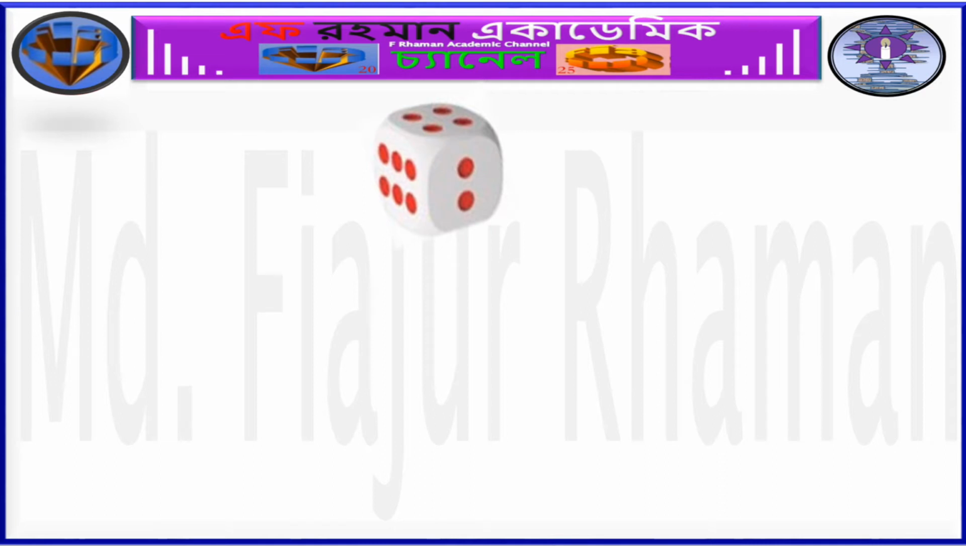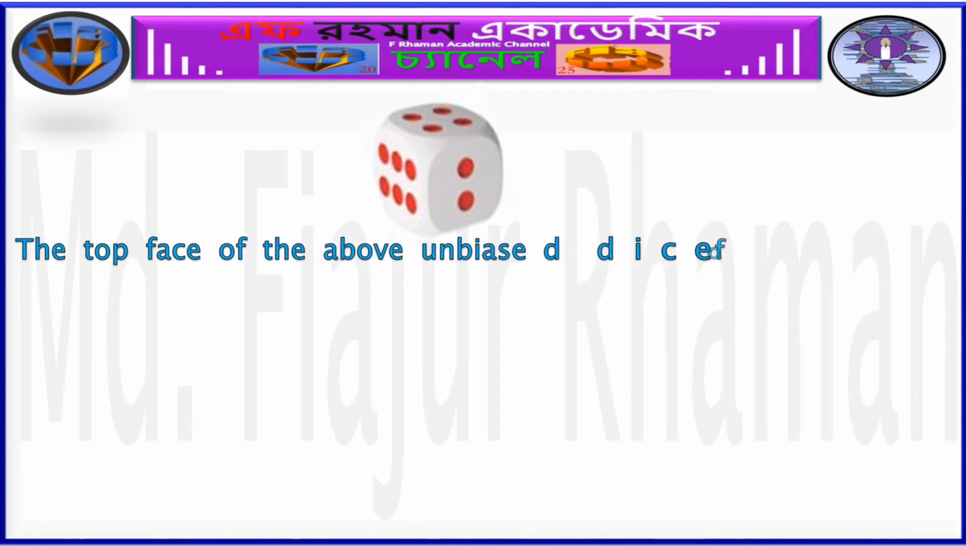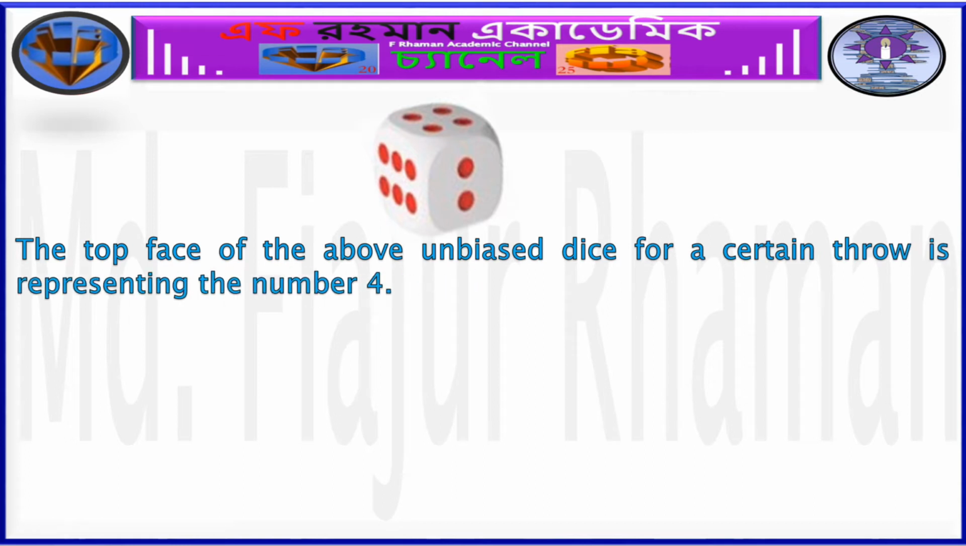It's an unbiased dice. The top face of the above unbiased dice for a certain throw is representing the number 4. If this dice is thrown repeatedly, then the top faces of it will represent the numbers 1, 2, 3, 4, 5, and 6. It is very essential and important to explain various terminologies on probability. Let us advance for this goal.